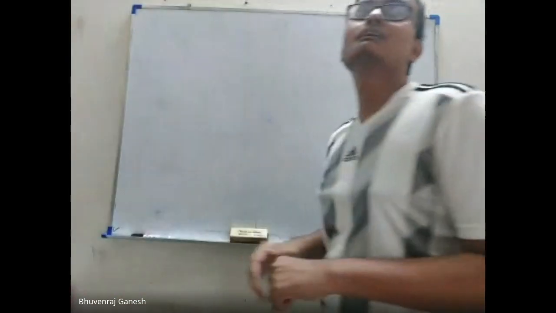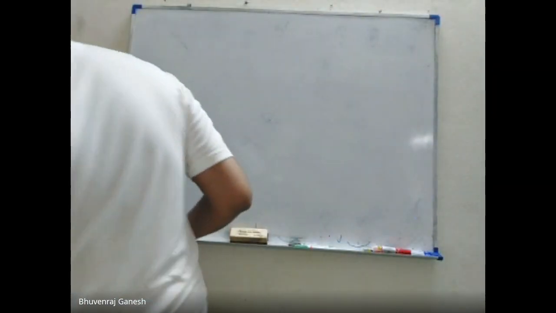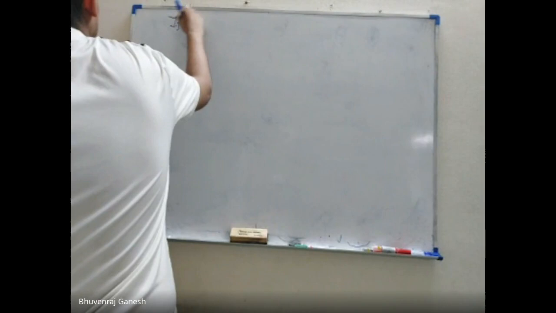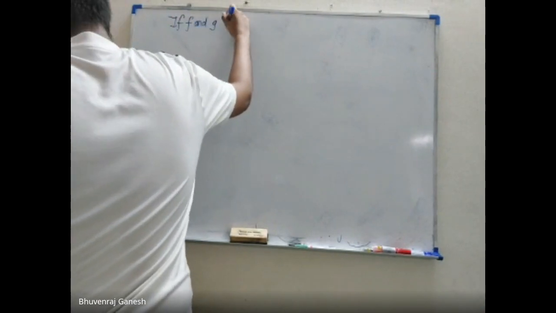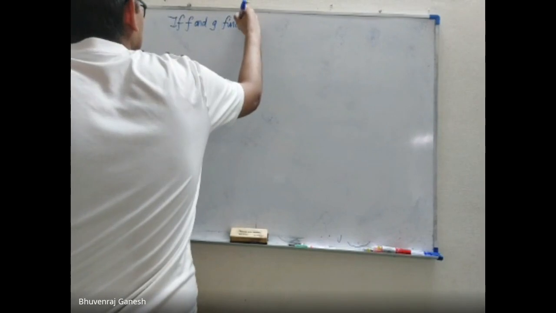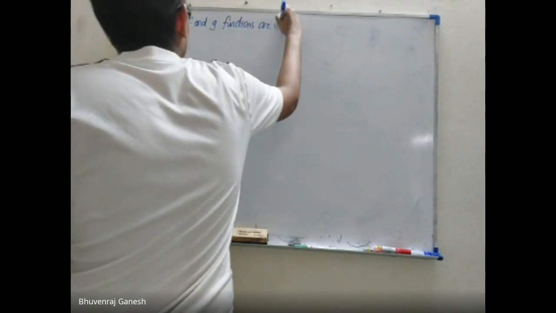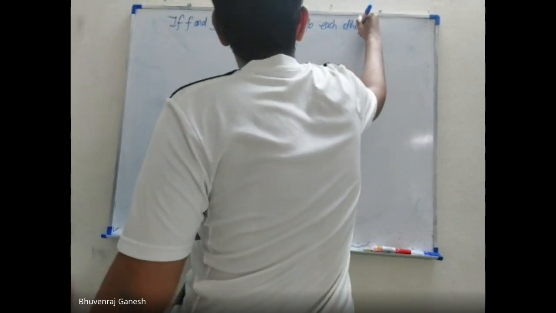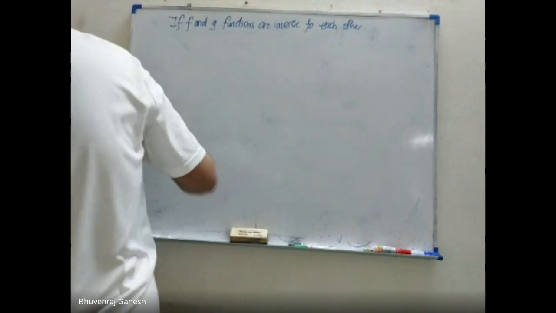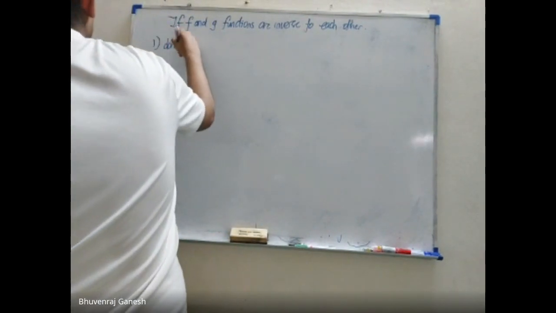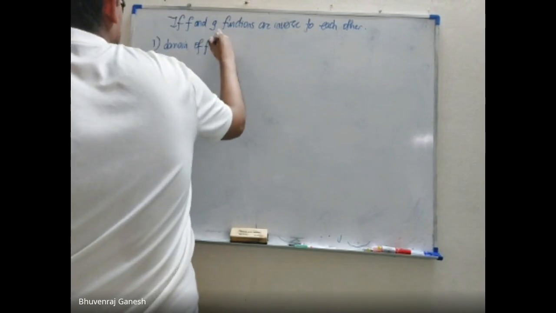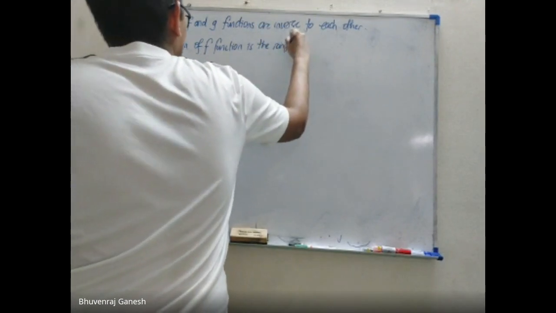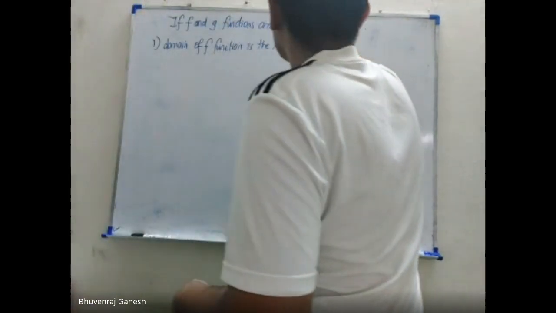So next part of this, we are going to see a few conditions about normal functions and inverse functions. Let's say I give you a condition. If f and g functions are inverse to each other, they have to apply a few conditions here. First of all, the domain of f function is the range of g function. So you can see the opposite here.